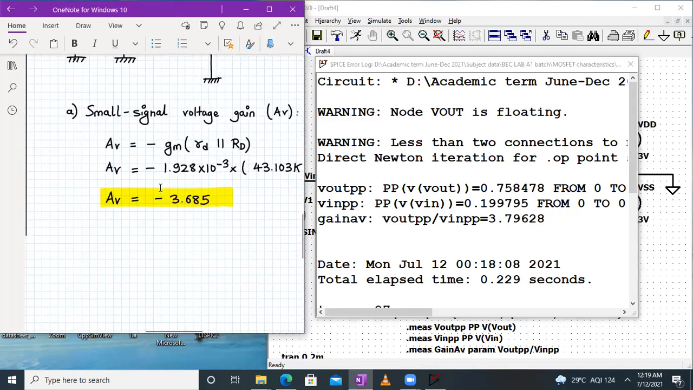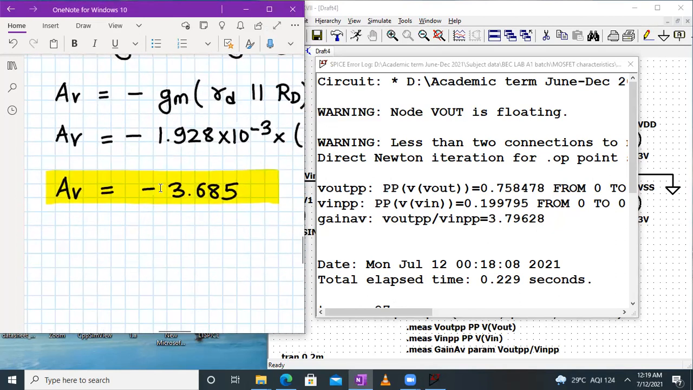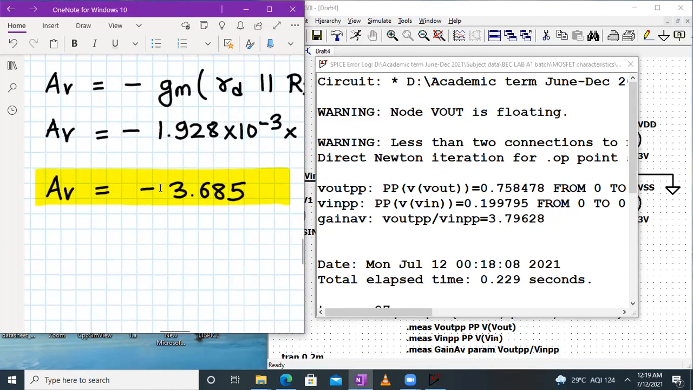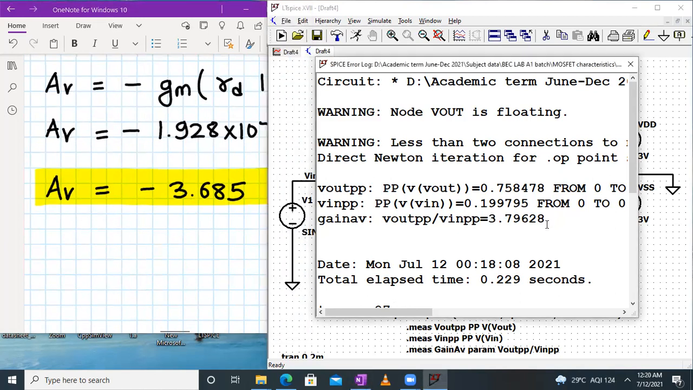Except that, everything is okay, and this is also not so deviating. It's 3.685, and the minus sign is already taken care of in terms of input and output being out of phase. But here, in simulation, we are getting around minus 3.79.